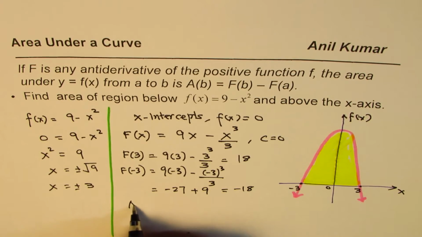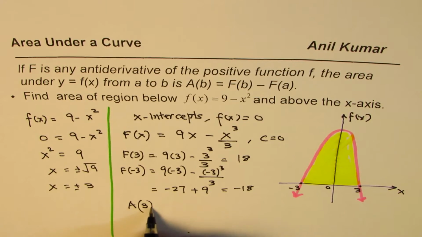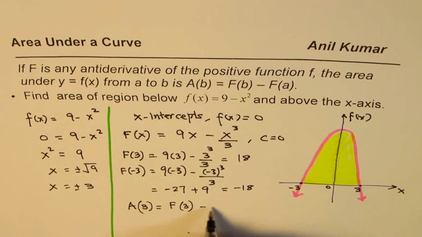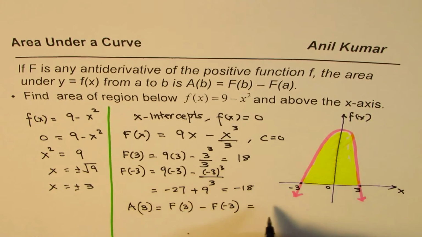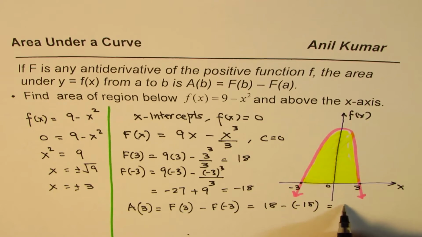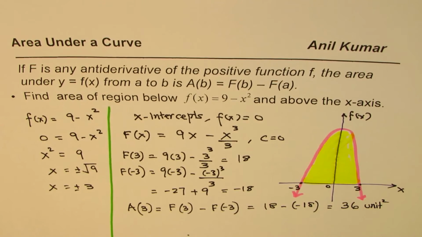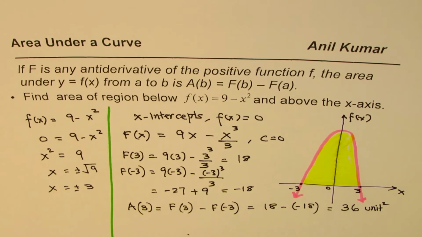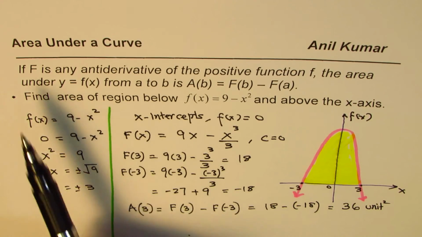So the area under the curve, from minus 3 to 3, is equal to F of 3 minus F of minus 3, correct? And F of 3 is 18 minus minus 18, which is 36 unit square. So that is how you can find the area under the curve using this concept.